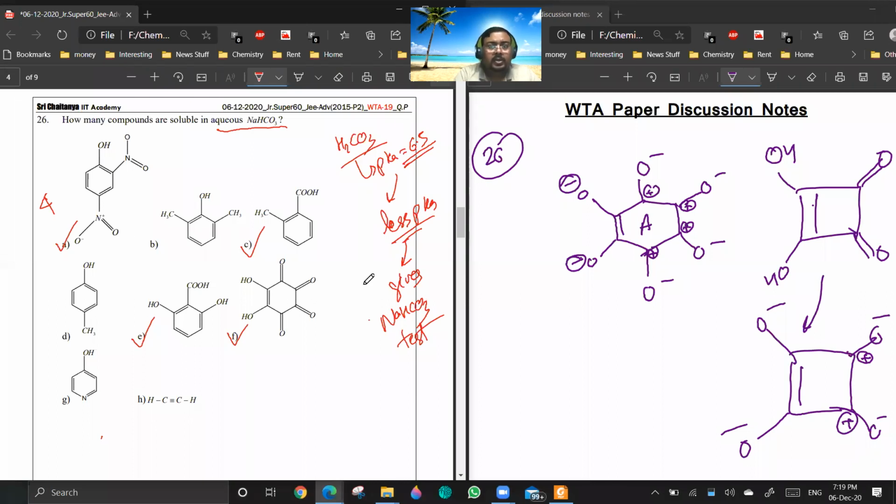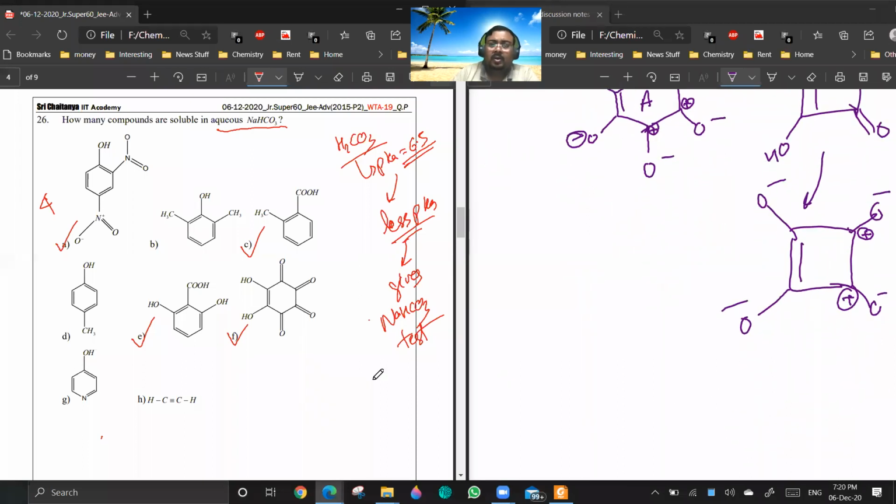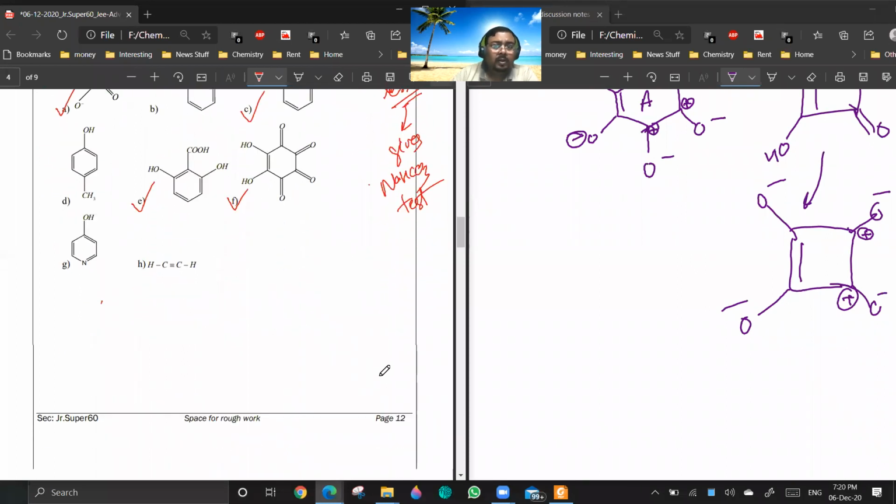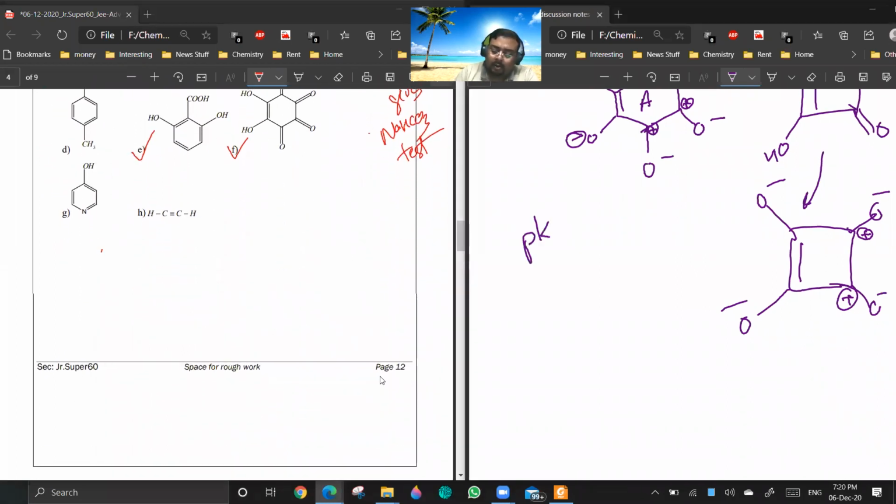The pK of water is 15.7. Most alcohols will have pK values of 16, 17, or 18. So ethane is even less acidic than alcohol. Is it clear? You should have some idea of the values, not memorizing all of them, but some idea. So the pK of water is 15.7.